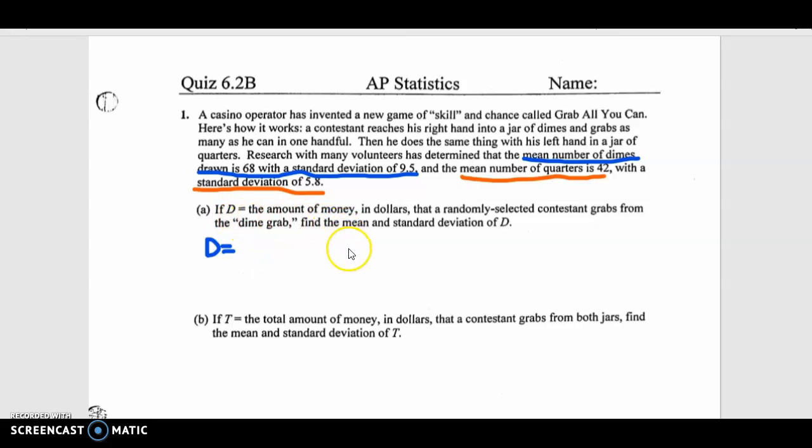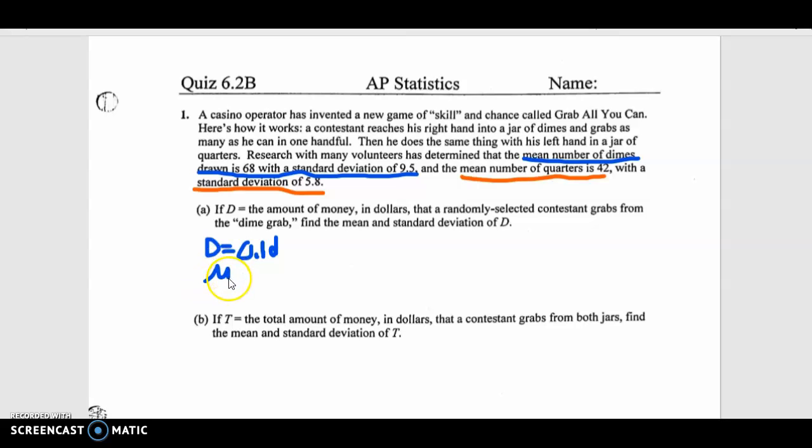So in part A, I think most of you got this. They wanted the amount of money from each dime grab, and they wanted us to call that D. So D is going to be 0.1, because each dime is worth 10 cents, times, I think I called it in my answer key, just a lowercase d for what's underlined in blue.